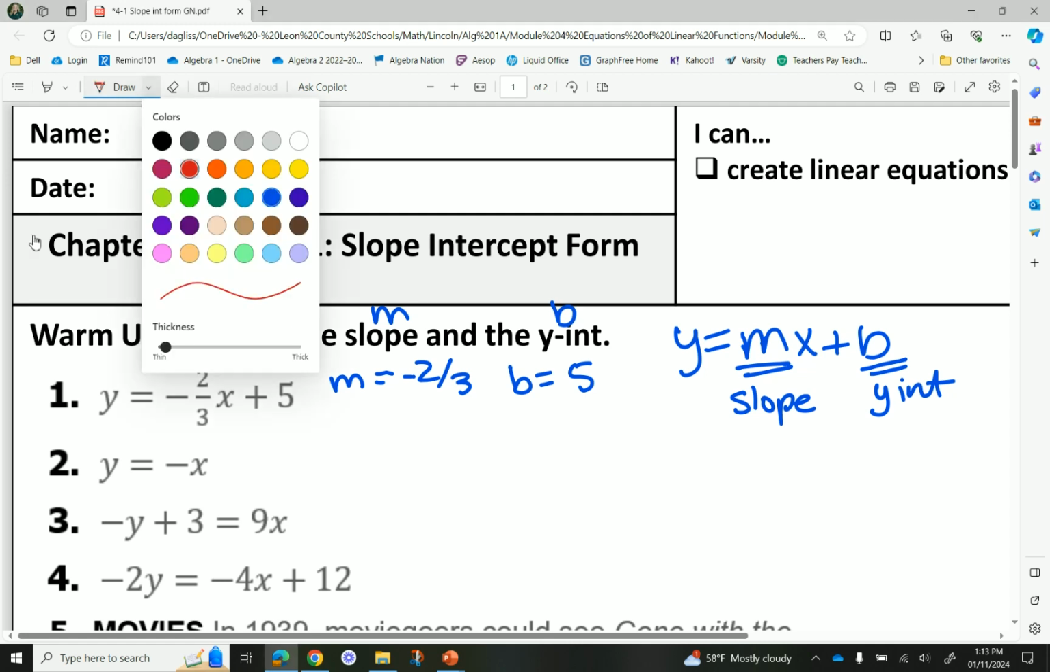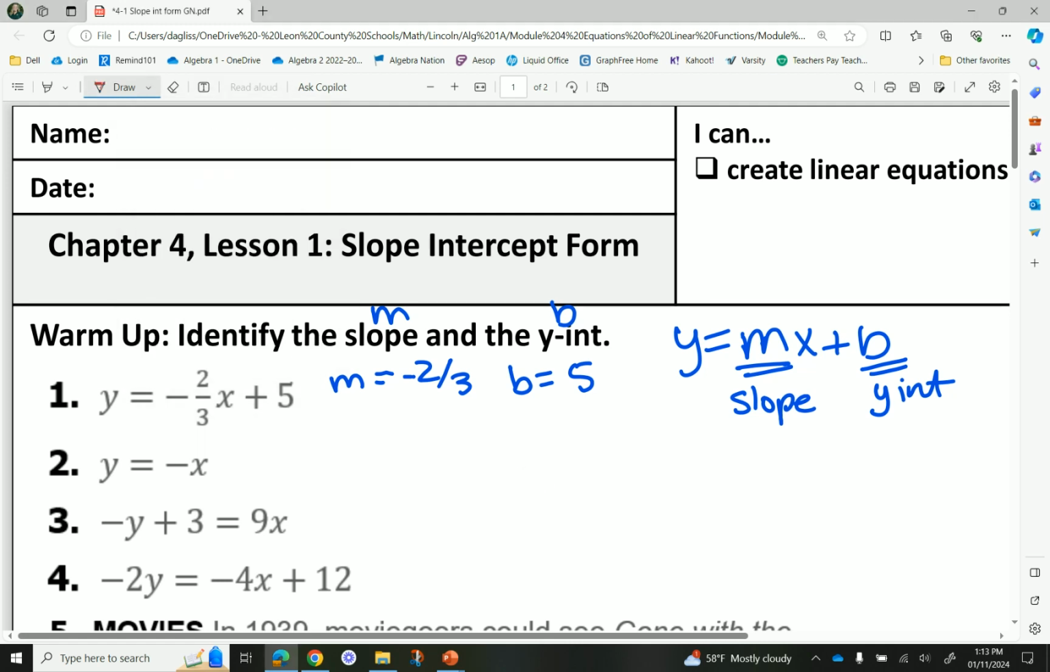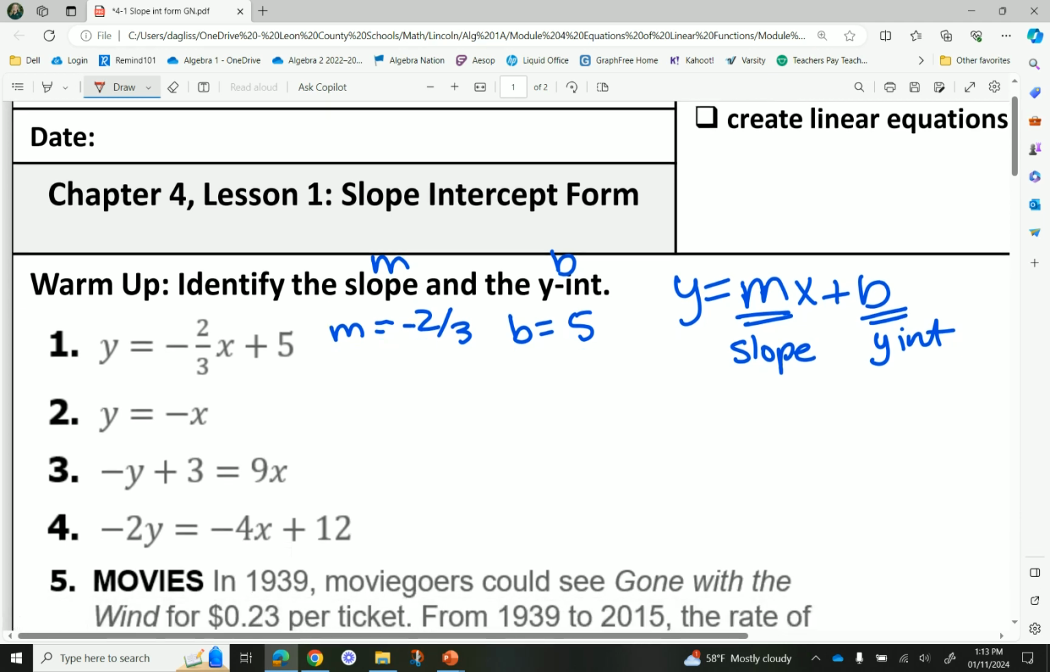Alright, let's look at my next one. So if I have y equals negative x, what is our slope going to be? What number is attached to the x? It's kind of invisible. A negative one. Right? There's a negative right there. Yeah, you were good. And our y-intercept, well, what's being added to the end? A 0. Yeah, there you go. So our y-intercept is going to be a 0 for that one.